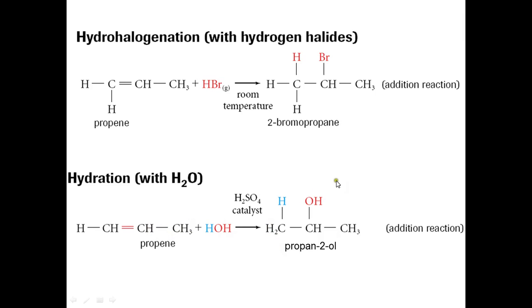Now, we haven't learned to name alcohols yet, but you can see that this OH, this hydroxyl group, is given the functional group name. It's called a hydroxyl functional group, and the suffix is -ol. So you can see that it's attached to the second carbon, propan-2-ol. We won't focus on that too much, but this is another example of an addition reaction. It's called a hydration reaction when you add water.